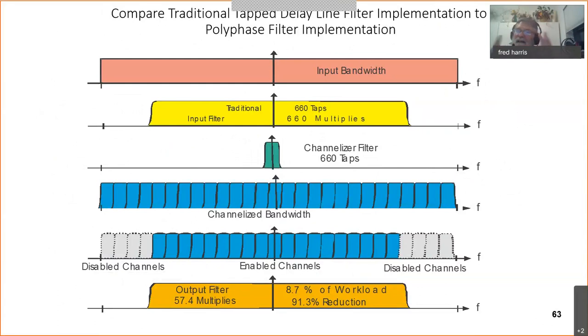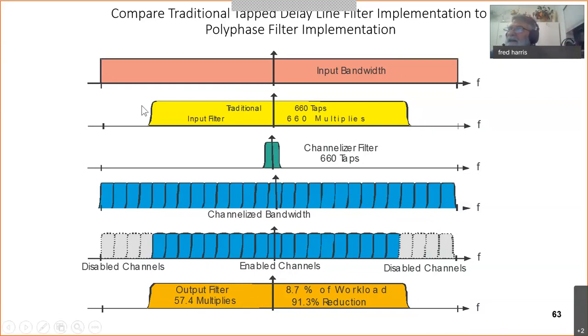Now, here's an interesting trick. Suppose I have a broadband filter. Remember, this trick of lowering the sample rate only worked if I had a narrowband filter. What if I have a broadband filter? It still works. That's the amazing thing about this.